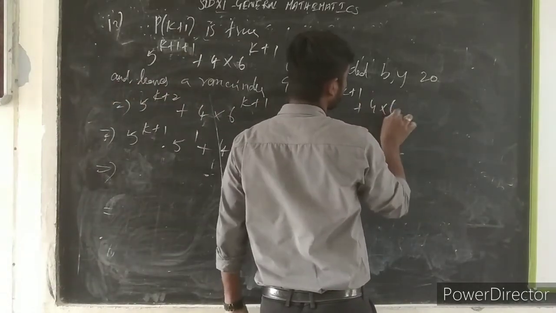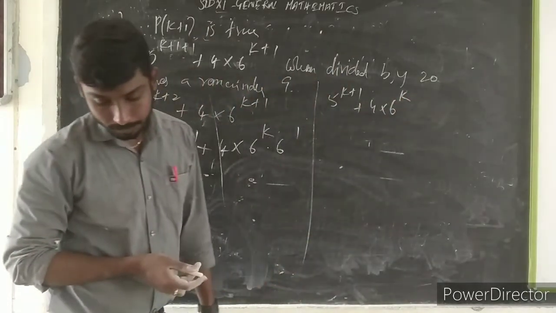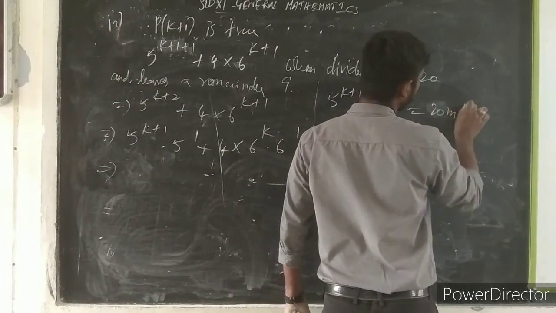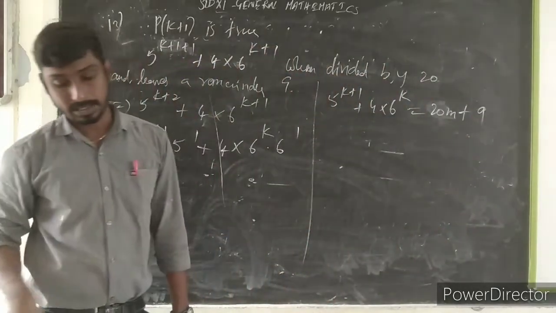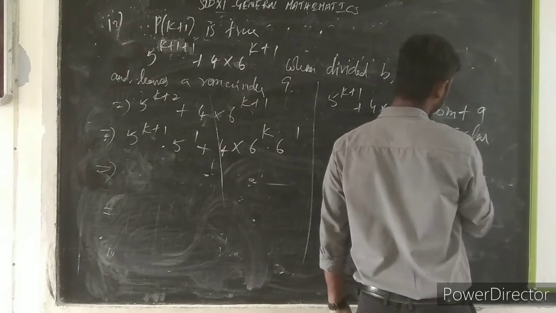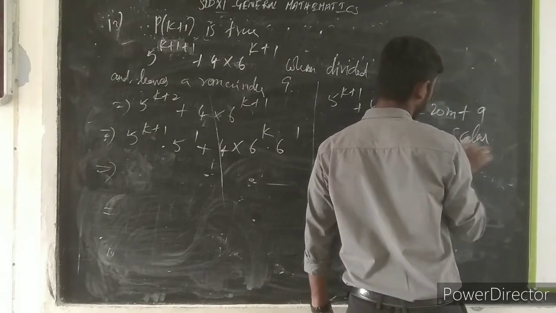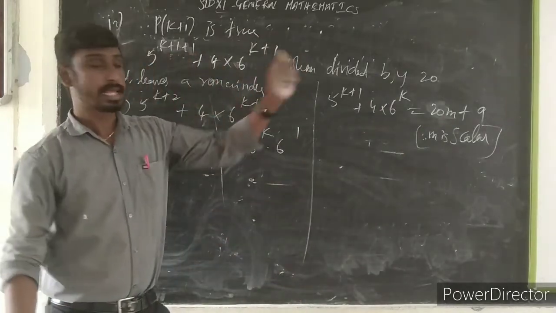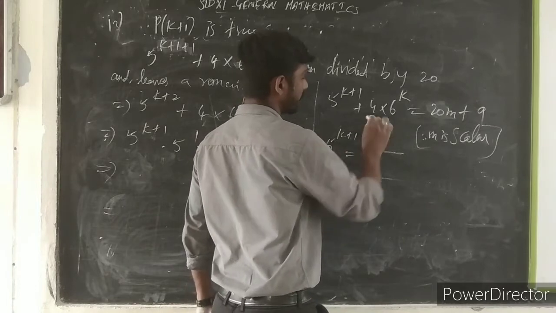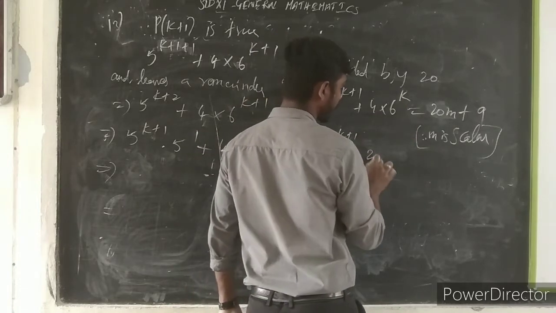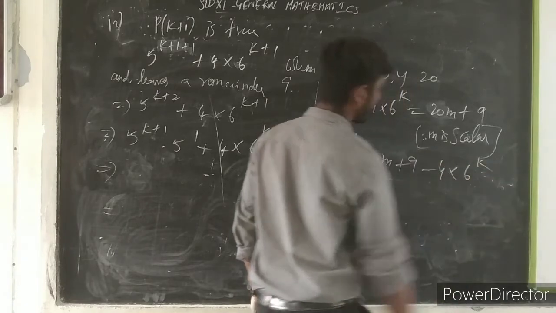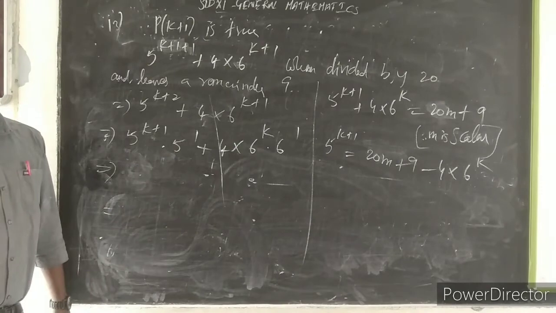plus 4 into 6 power of k equal to 20m plus 9. M is a scalar. So we get 5 power of k plus 1 by moving the plus term to the other side, so it changes into minus: 20m plus 9 minus 4 into 6 power of k.